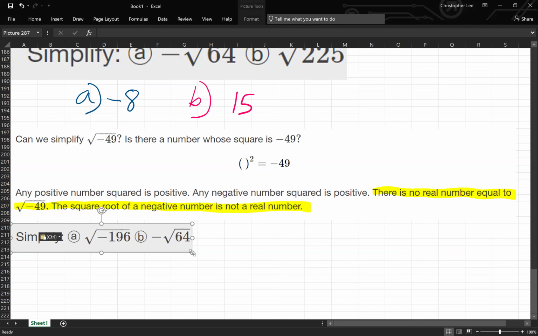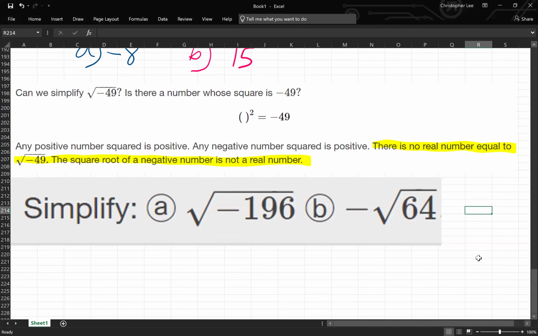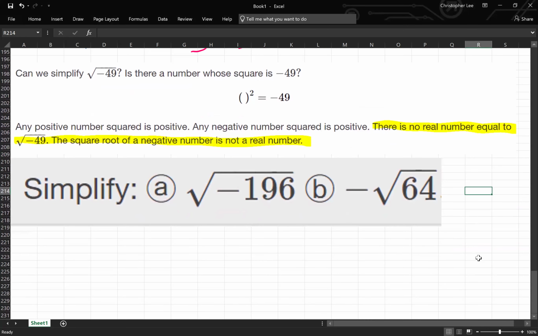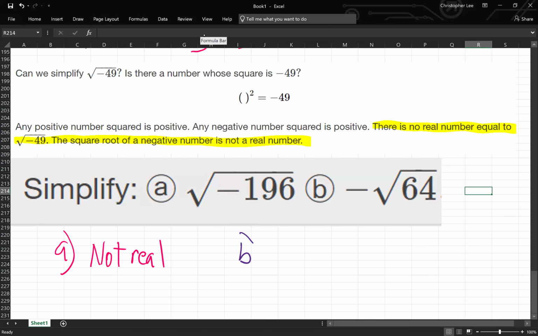Let's say I have this question right here. They're asking me what's the square root of -196, right? Your answer for this simply is A: not real. B, on the other hand, this is what? Negative square root 64. This is just going to be -8. And that's it.